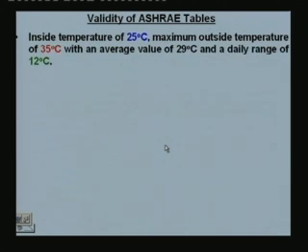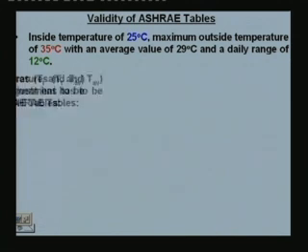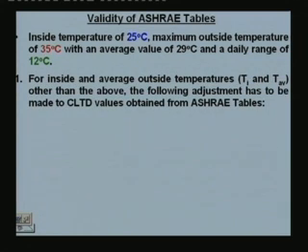The ASHRAE tables have been obtained for inside temperature of 25 degrees centigrade and maximum outside temperature of 35 degrees centigrade with an average value of 29 degrees centigrade and a daily range of 12 degrees centigrade. What is daily range? Daily range means maximum outdoor temperature minus minimum outdoor temperature. Okay, so that value is taken as 12 degrees centigrade. Now for inside and average outside temperatures other than the above, the following adjustment has to be made to CLTD values obtained from ASHRAE tables.